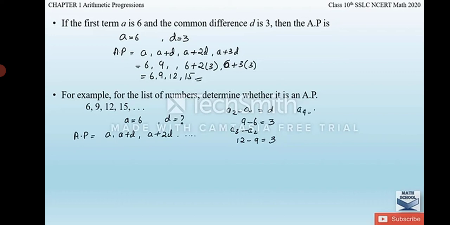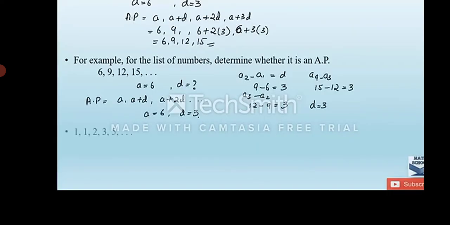Therefore, the common difference is A4 minus A3, 15 minus 12, which is 3. Since the common difference is the same, the sequence is said to be an AP. So A is 6 and the common difference D is 3, and this series is an AP.